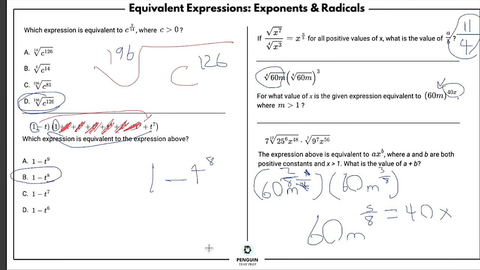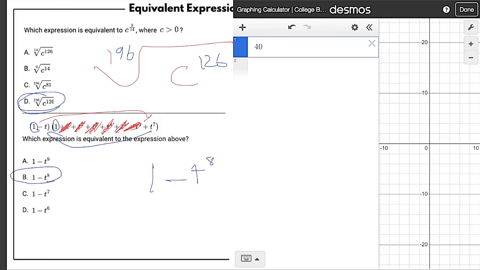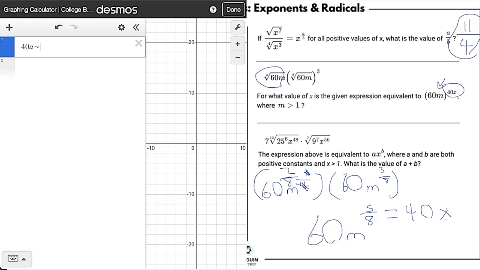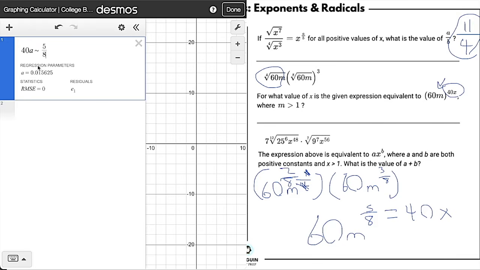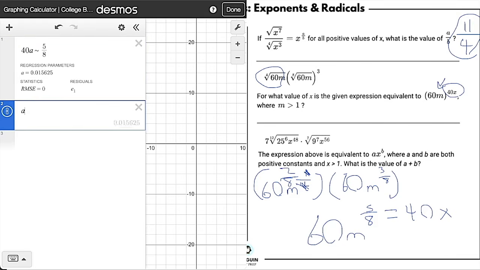And now I'm going to go ahead and just jump into Desmos to finish this. 40, we'll use the tilde route. 40a tilde 5 over 8. A is going to equal this number. If I put a here, I can turn it into a fraction. It's 1 over 64. So our answer here is 1 over 64.